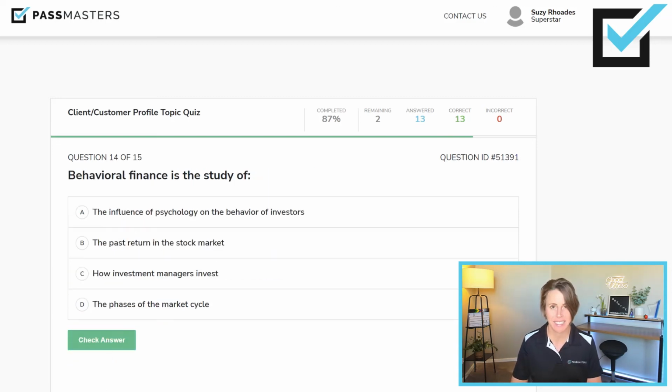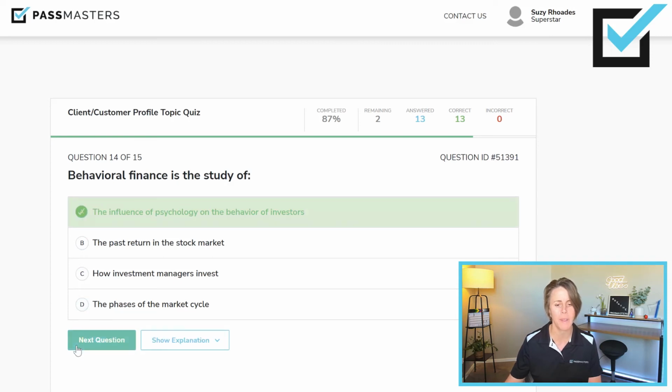Behavioral finance is the study of. Choices include the influence of psychology on the behavior of investors. Yes, that's behavioral finance. It's the study of why investors do oftentimes irrational things. Let's look at the other choices. The past return in the stock market? No. How investment managers invest? No. The phases of the market cycle? No. Behavioral finance, the study of the influence of psychology on the behavior of investors.